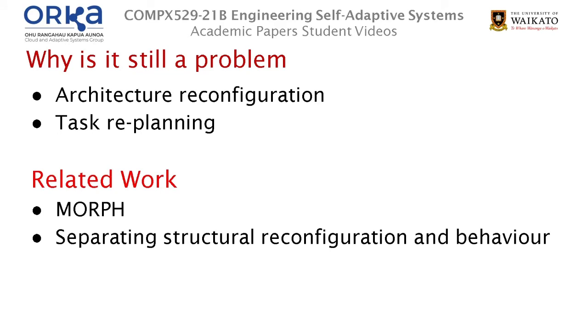And why is it still a problem? Because obtaining the best combinations of software architectures, configurations, and task plan specifications is not straightforward and still hard to achieve due to the mutual dependencies between them. The size of the combined solution space for the architecture configurations and task replanning can easily become too large to be adaptively explored at runtime.